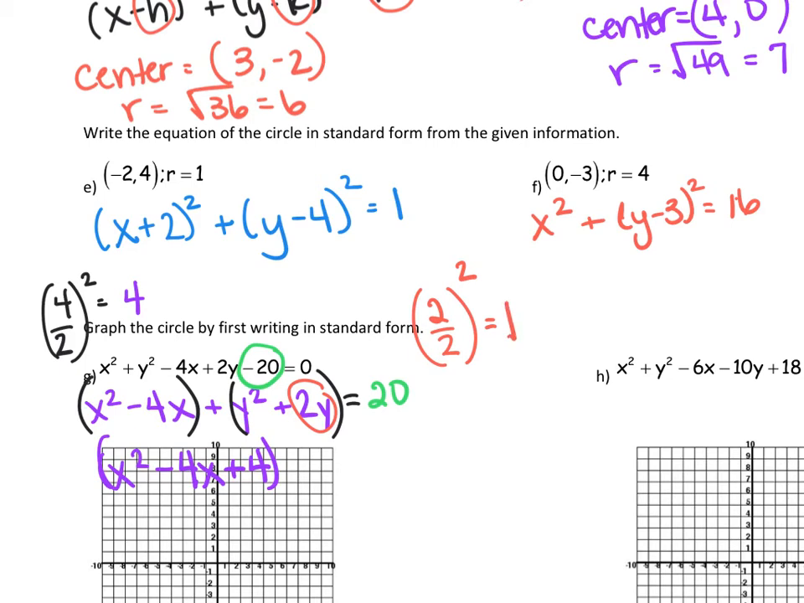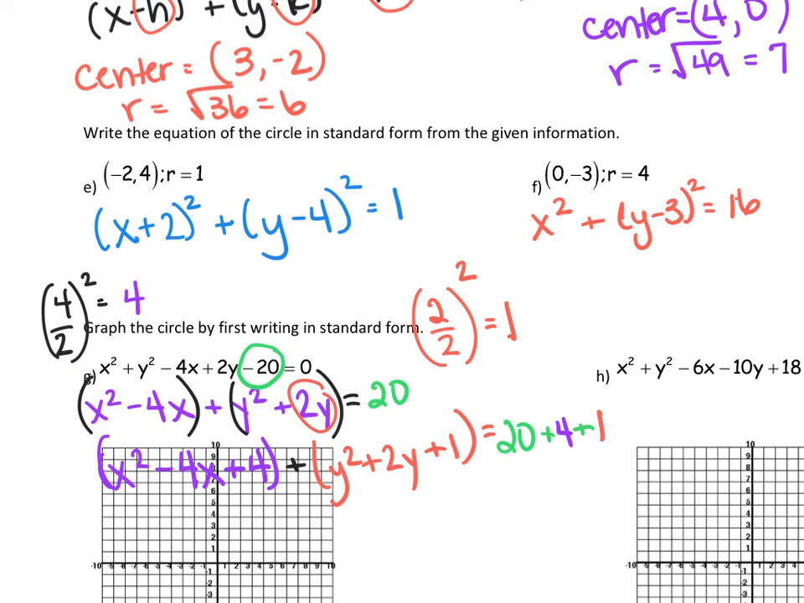So I'm going to write this as plus y squared plus 2y plus 1. So I'm adding plus 1 to it now. And that's equal to, here's the next part, 20 plus whatever you added, plus the constant that you added. So I added a 4 and a 1. So I'm going to add plus 4 plus 1.